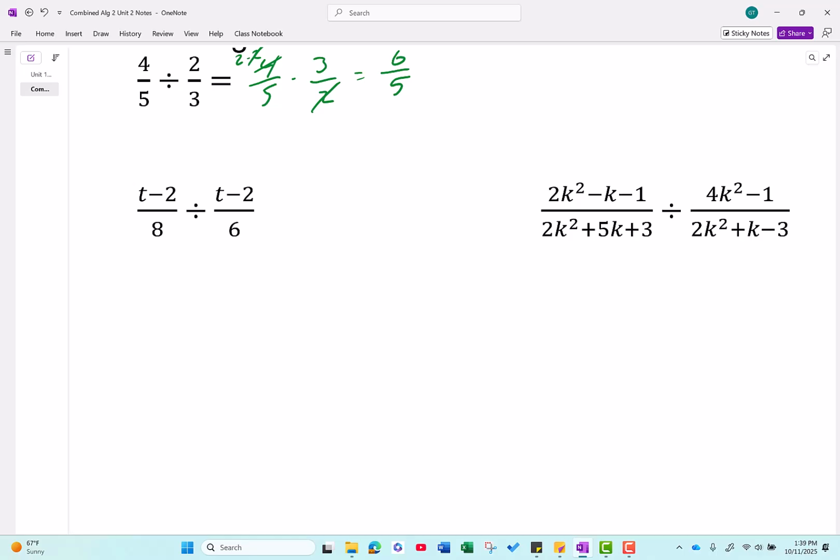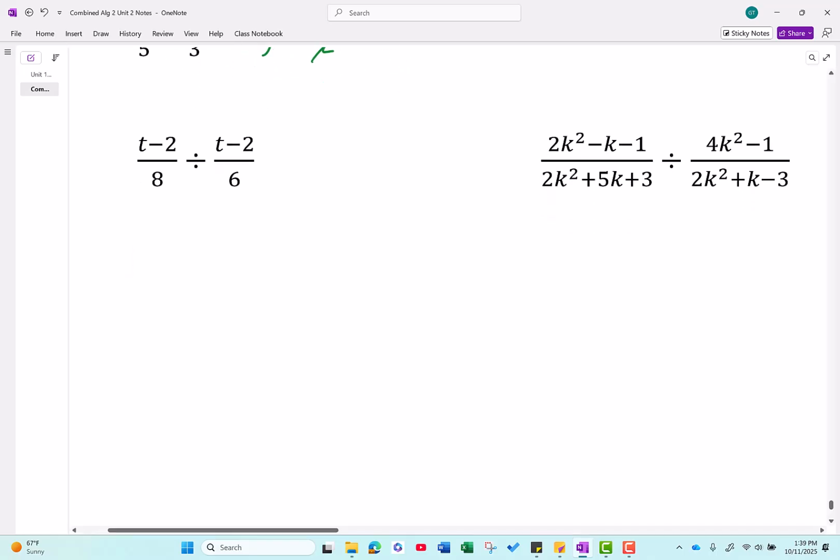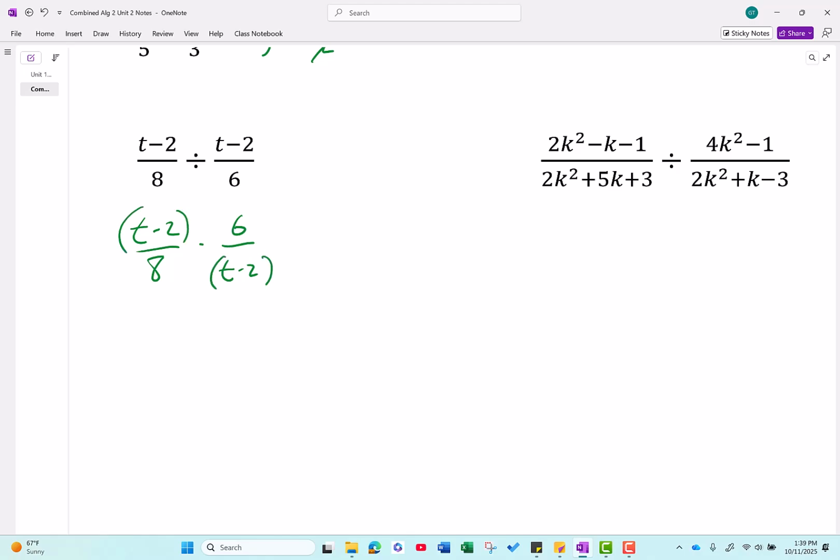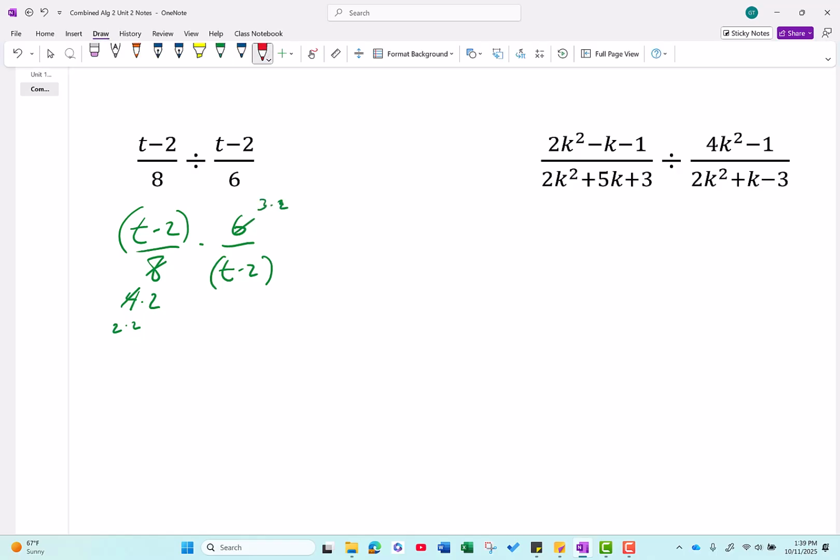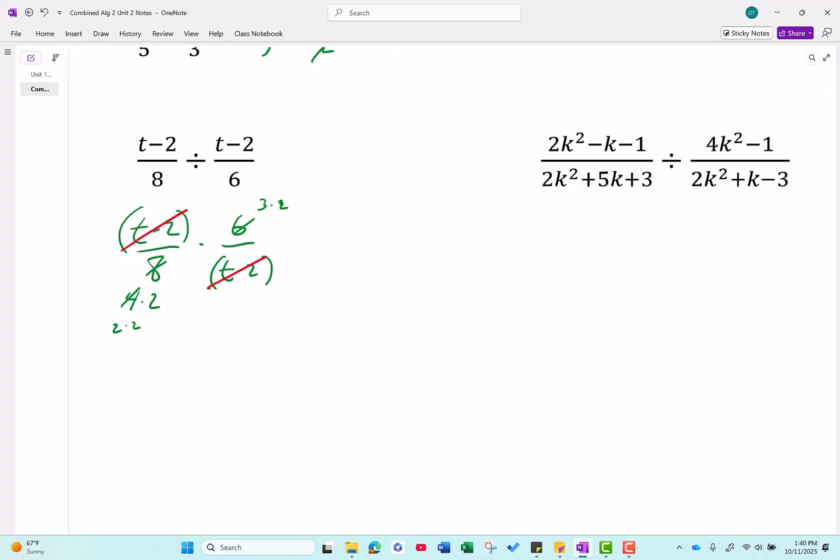And restart and check. Okay, so this is going to be changed to t minus 2 over 8 times 6 over t minus 2. Okay, and so I can then break this down into 4 times 2, and this even more into 2 times 2, and this into 3 times 2. So now I got t minus 2 gone, t minus 2 gone. I got one of those 2's gone, another one of those 2's gone. And I end up simply with 3 on top, 2 times 2 on the bottom, which gives me 3/4.